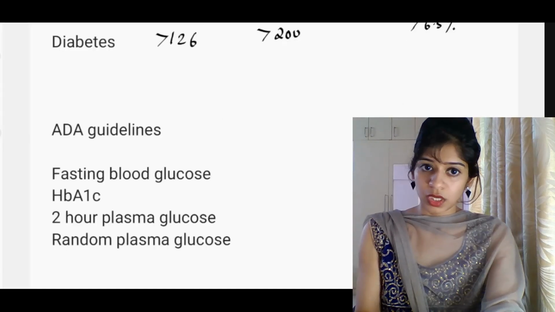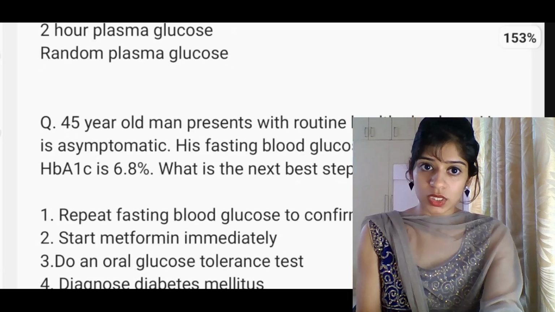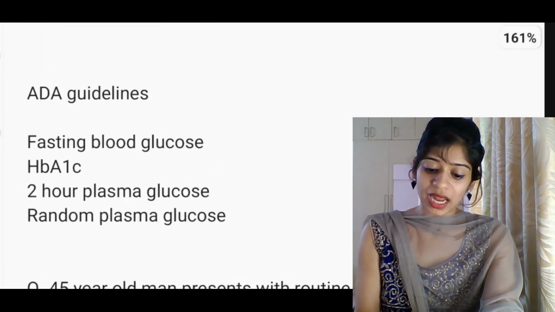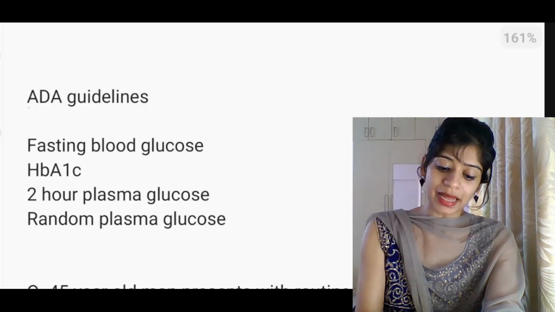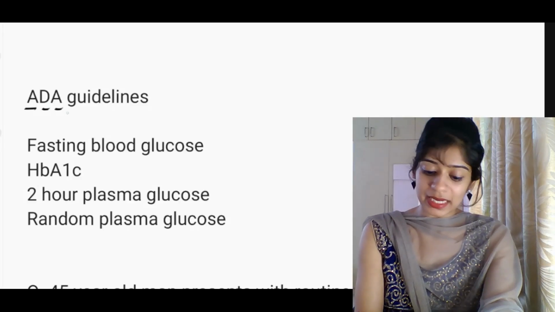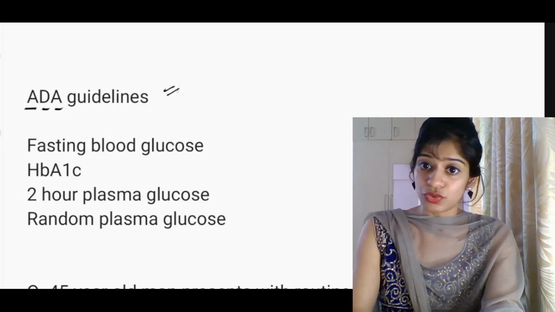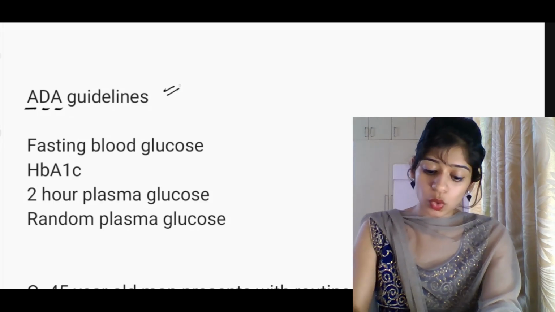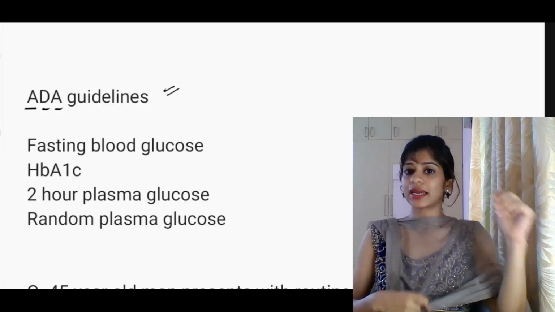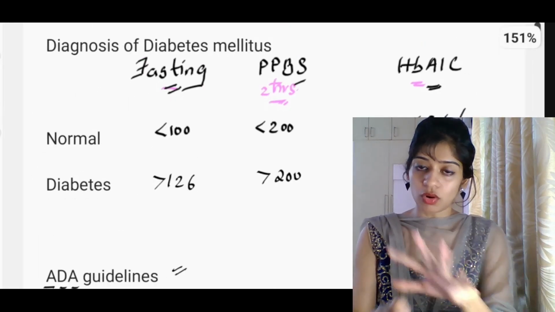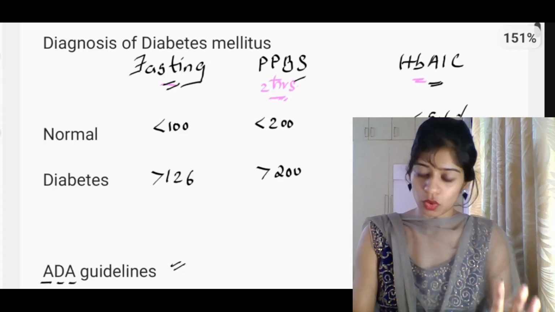Simple. Now, before we do this MCQ, just know that we have a guideline called the American Diabetes Association guidelines. We follow this guideline to diagnose a patient as diabetes. Under this guideline, more or less it is the same. They have got these 3 criteria and one more extra.